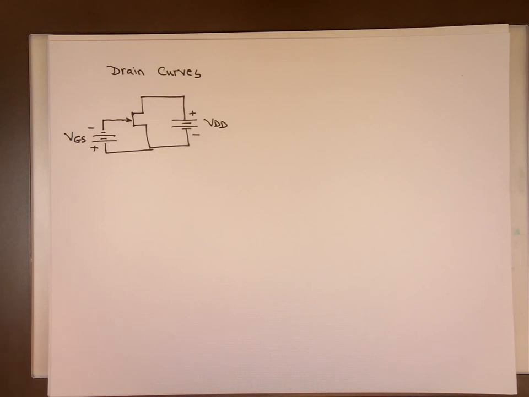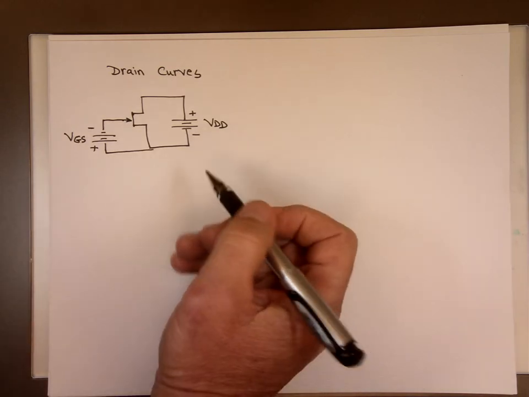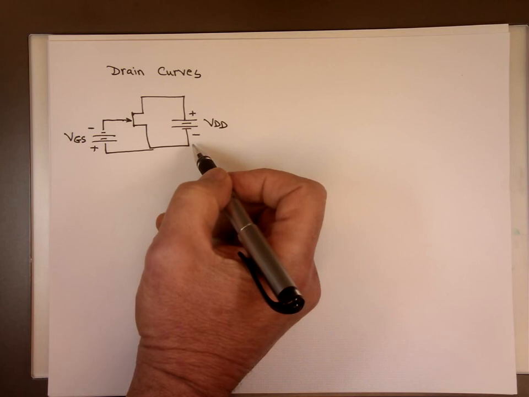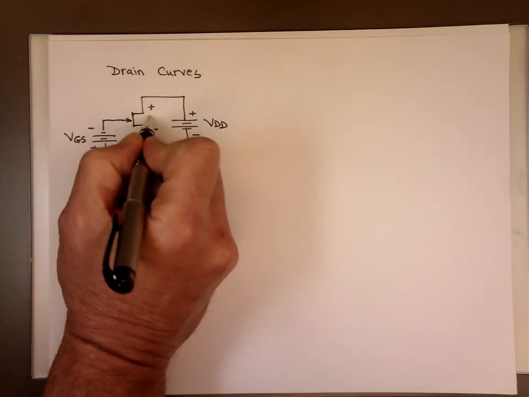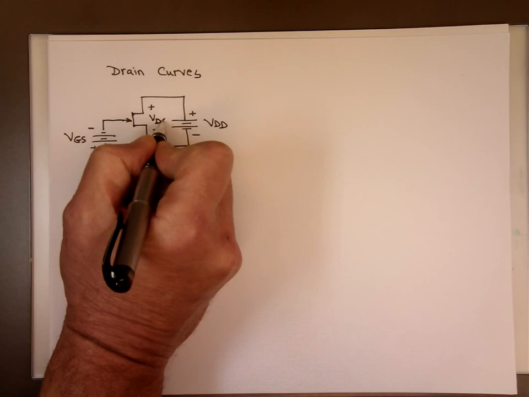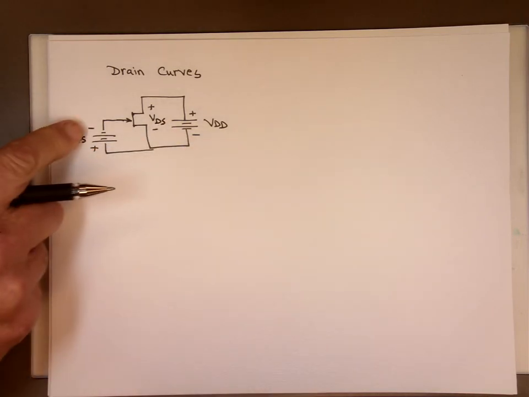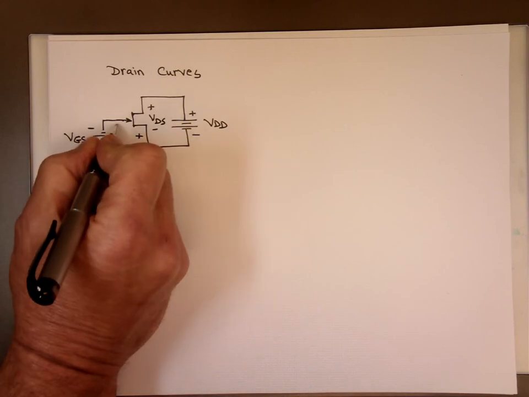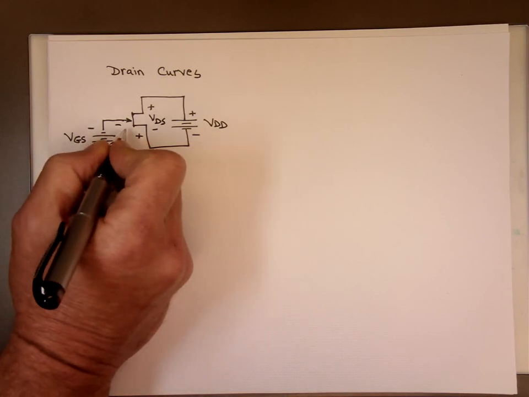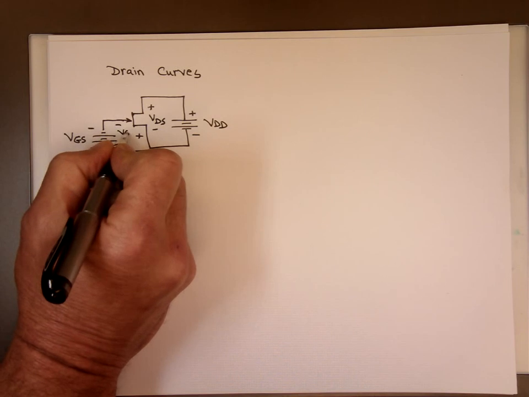So let's take a look at this JFET in normal biasing voltage. Notice again the voltage here, plus to minus, that's VDD, which is really the voltage between V drain to source. And notice this voltage is minus to plus, here plus to minus, that's V, we're going to call that GS.